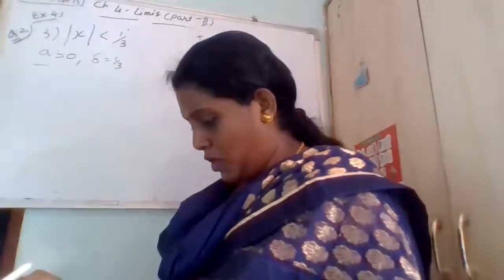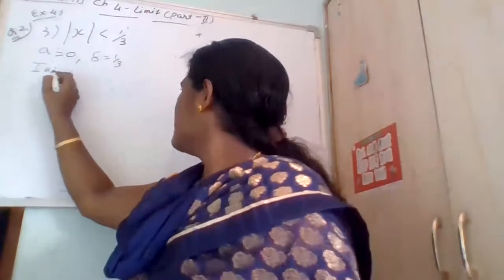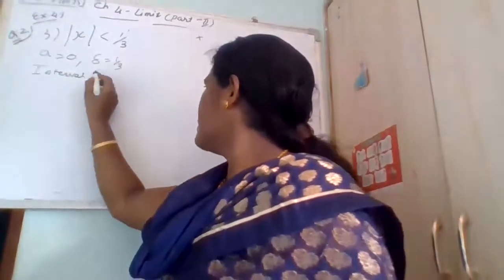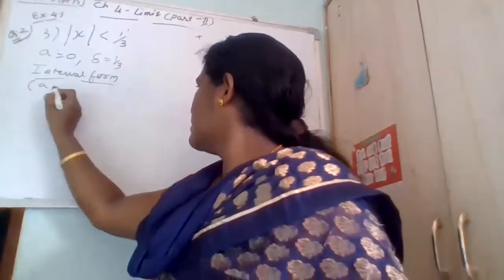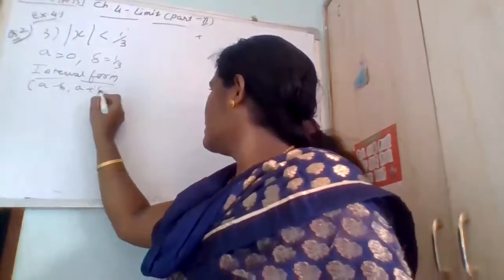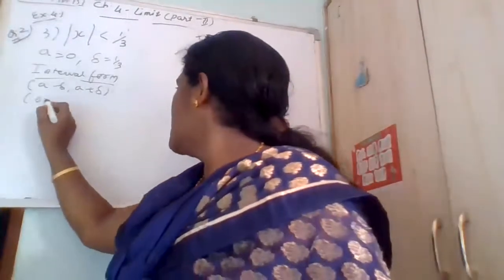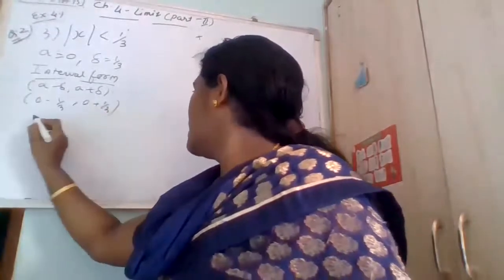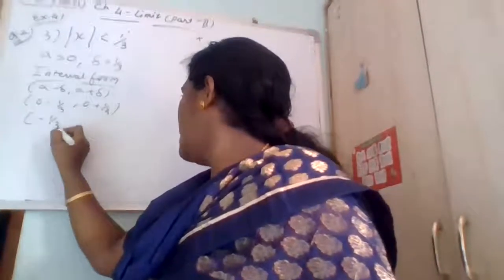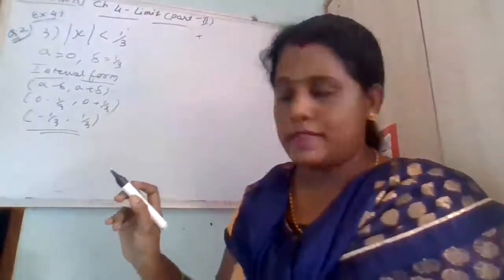So next, what we have to find is the interval: a minus delta and a plus delta. 0 minus 1 by 3 and 0 plus 1 by 3. That is minus 1 by 3 and plus 1 by 3. This is your interval form.